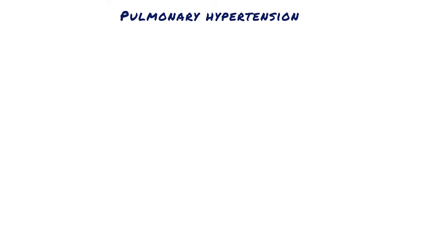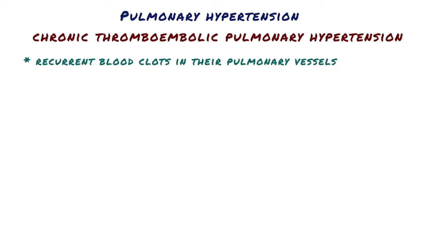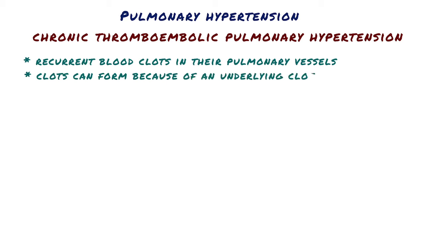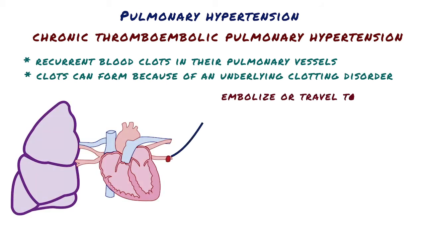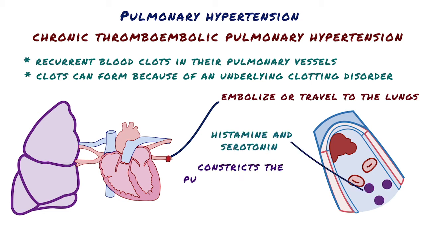Another cause of pulmonary hypertension is chronic thromboembolic pulmonary hypertension, which is when there are recurrent blood clots in the pulmonary vessels. The clots can form because of an underlying clotting disorder and can embolize or travel to the lungs. The clots can block pulmonary vessels, which increases the resistance to blood flow, and they can also stimulate endothelial cells in the vessels to release histamine and serotonin, which constrict the pulmonary arterioles. Together, the blockage and the narrowing of the blood vessels cause a rise in the pulmonary blood pressure.